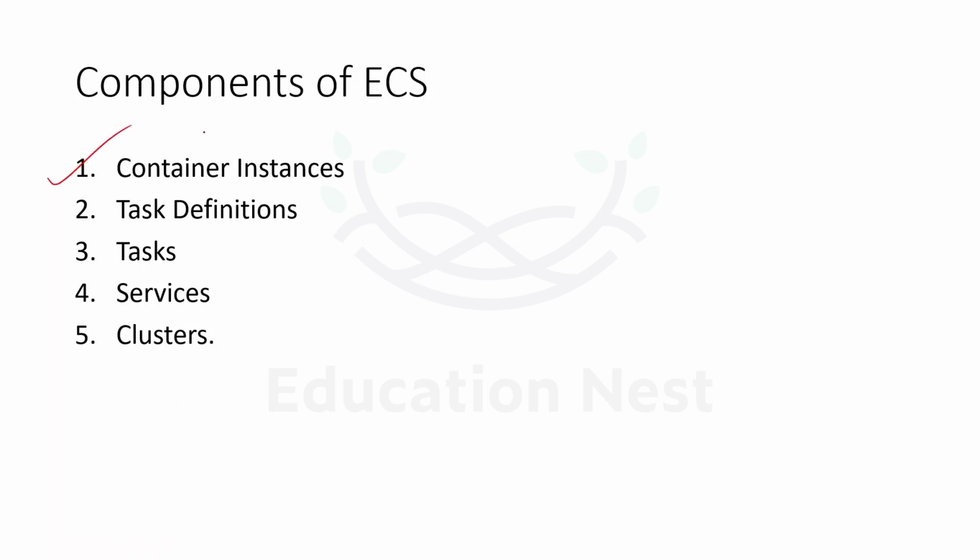So what is container instance? It is a virtual or physical machine that runs Docker containers. So container instances are part of an EC2 cluster and they run the ECS agent software that will communicate with ECS service. So you can understand container instance as EC2, and on that EC2 one ECS agent would have been installed that can communicate with ECS service to manage those containers which are running on EC2.